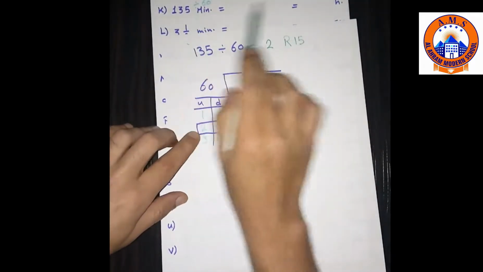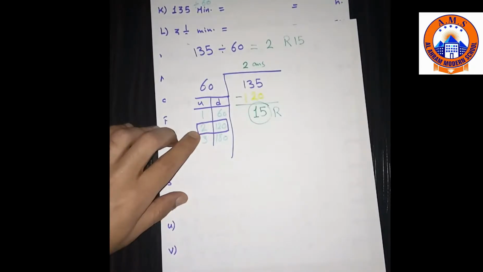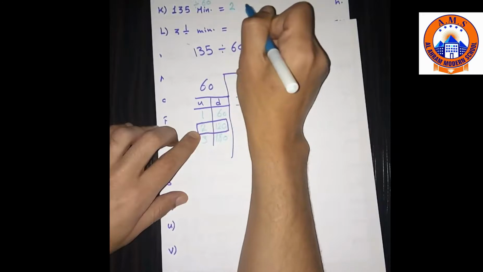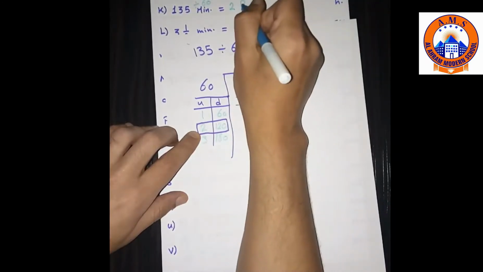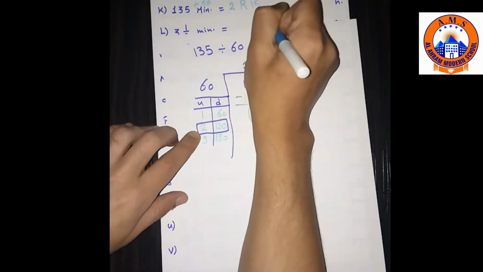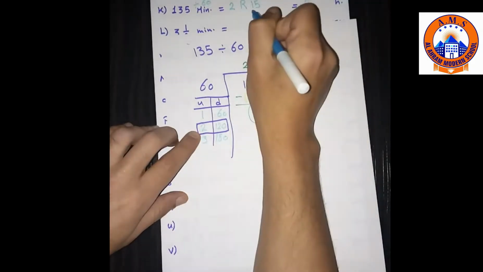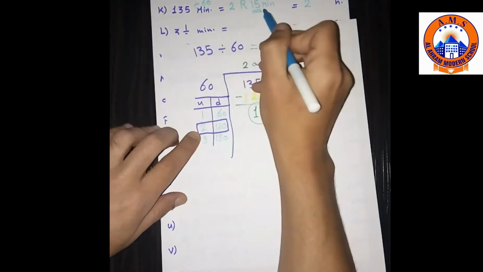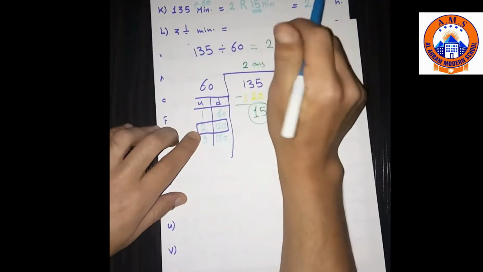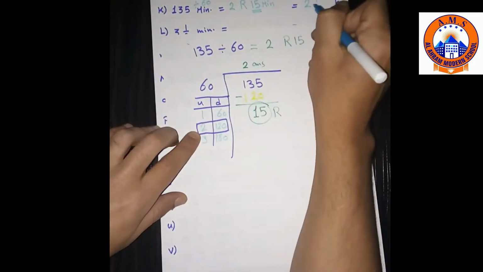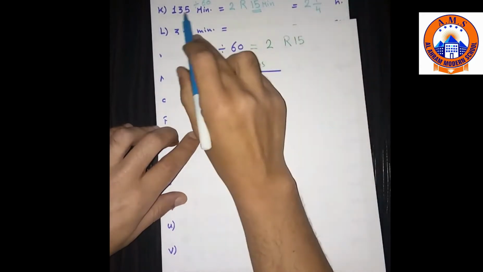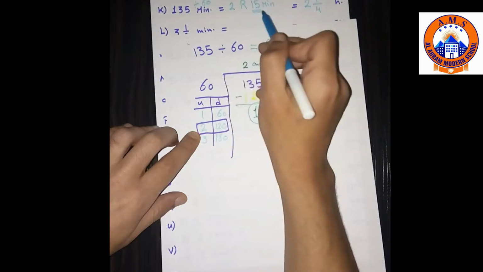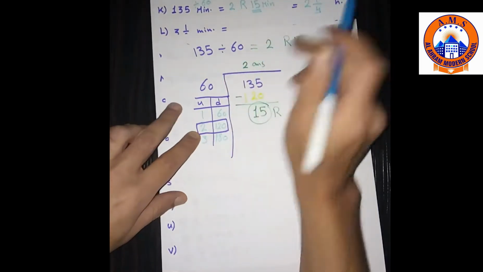We want to change from minute into hours. So our answer will be 2, and we have a remainder 15. So the answer is 2 hours, and this 15 minutes is not divisible by 60. So the 15 minutes equals a quarter of an hour. So 135 divided by 60 is 2 hours and 15 minutes. This 15 minutes represents a quarter of an hour.